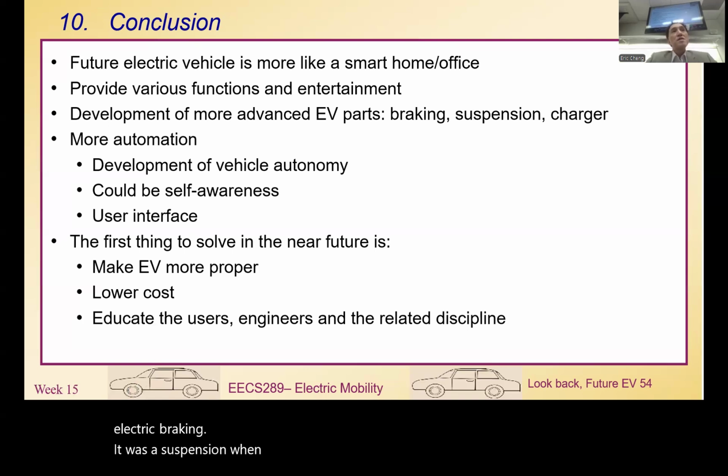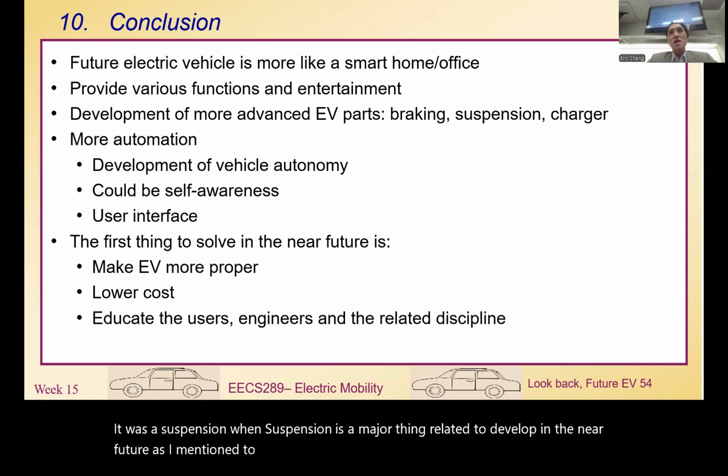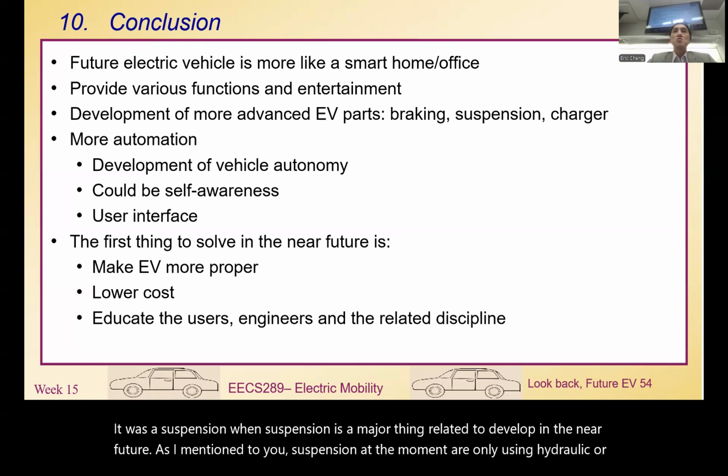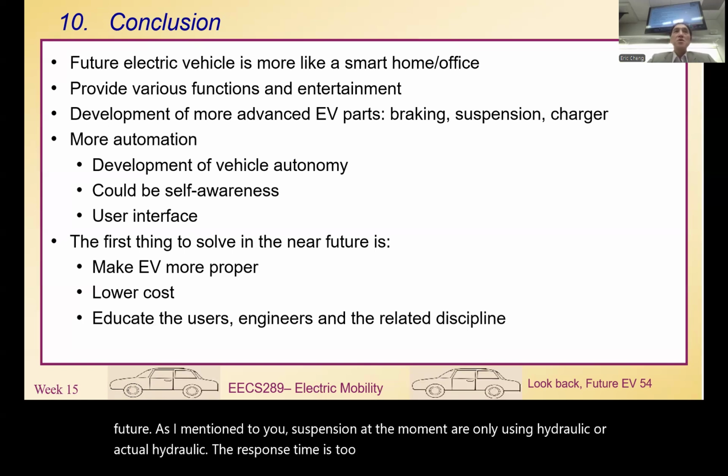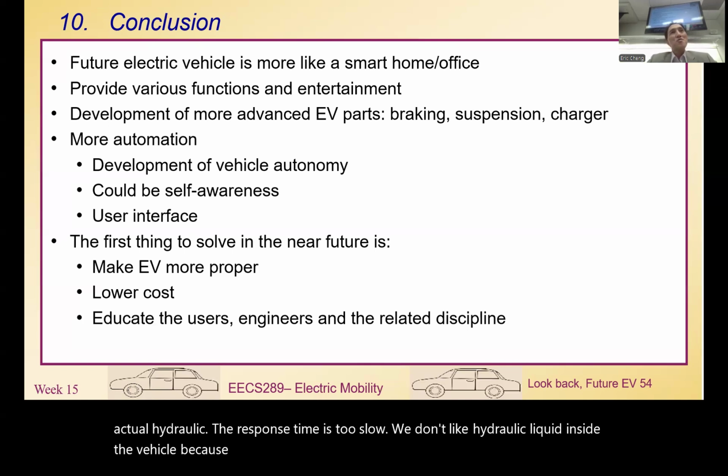Suspension is a major thing we need to develop in the near future. As I mentioned to you, suspension at the moment only uses hydraulic or electrohydraulic. The response time is too slow. We don't like hydraulic liquid inside the vehicle because we are an electric vehicle, not a hydraulic vehicle. So the hydraulic system will be replaced by the active suspension.